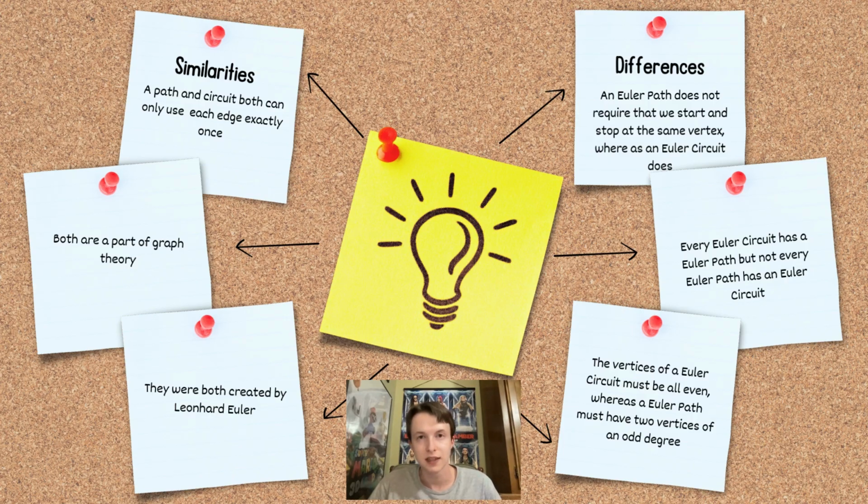In addition to there being several key similarities between Euler paths and Euler circuits, there are also several key differences. An Euler path doesn't require one to start and stop at the same vertex, whereas an Euler circuit does. Every Euler circuit has an Euler path, but not every path has an Euler circuit. And the vertices of an Euler circuit must all be even, while an Euler path must have two vertices of odd degree, meaning that if there is a graph with only one vertex of odd degree, or more than two vertices of odd degree, it cannot be an Euler path.